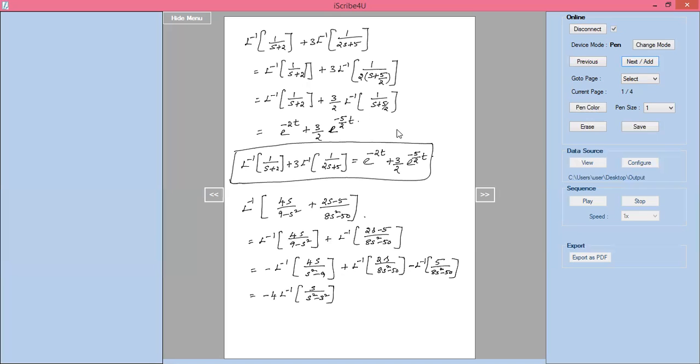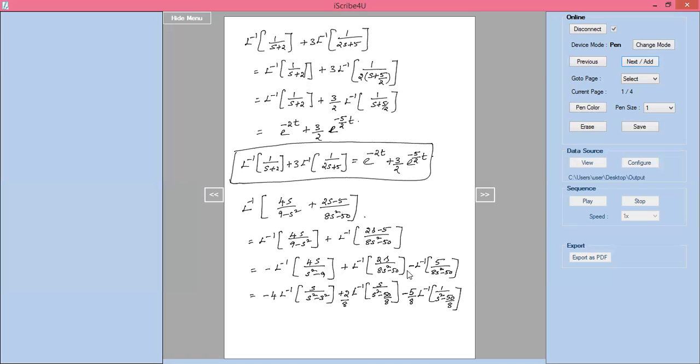Plus 2 into, see here, what is the s square coefficient? The s square coefficient 8 is there. So I take 8 outside: 2 by 8 into L inverse of s divided by s square minus 50 by 8, minus L inverse of, here 5 is there. I take 5 and 8 outside, and I get L inverse of 1 divided by s square minus 50 by 8.